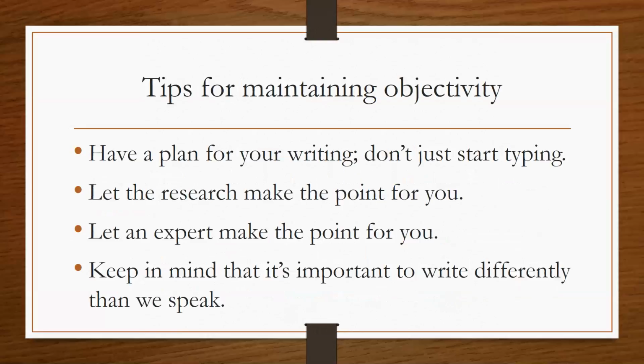Okay, so finishing up here, we have tips for maintaining objectivity. And this is just advice from someone who loves to insert opinion into her own writing. I struggle with this, and because I use academic tone a lot, these are things that I have learned to rely on. The first thing is, if you want to remain objective in your writing, have a plan for that writing. Sometimes folks like to outline.